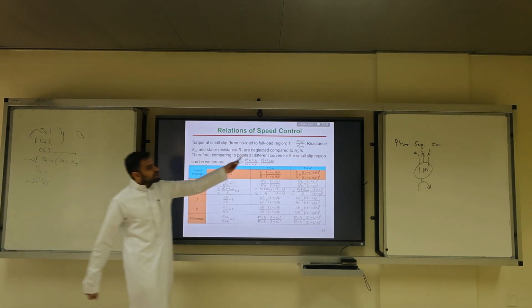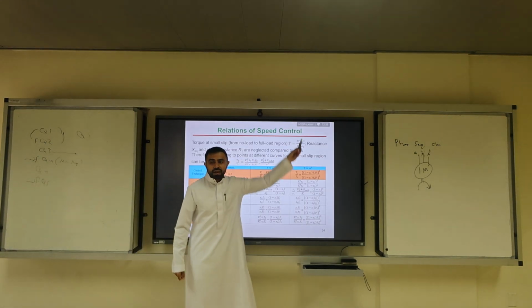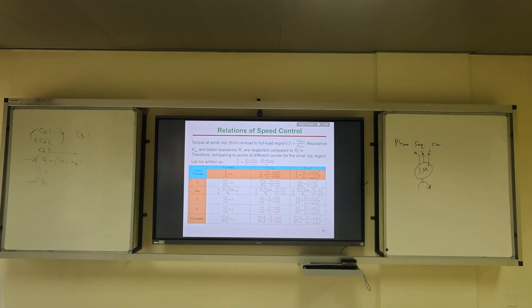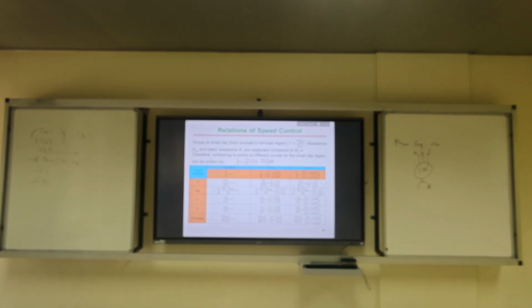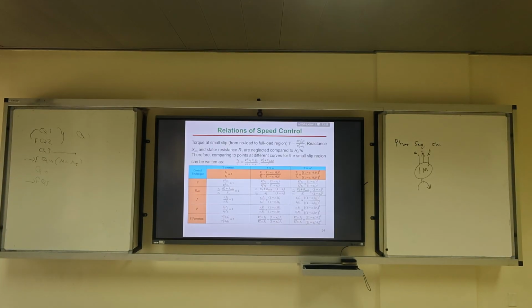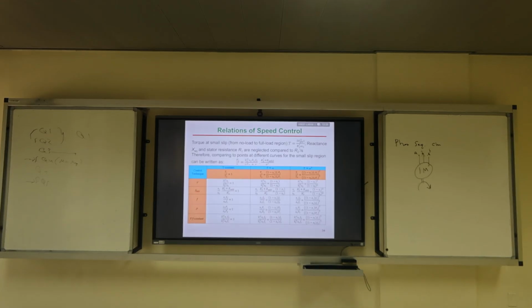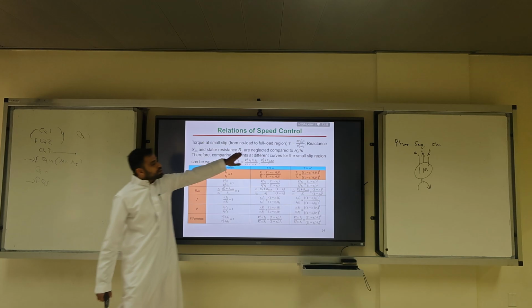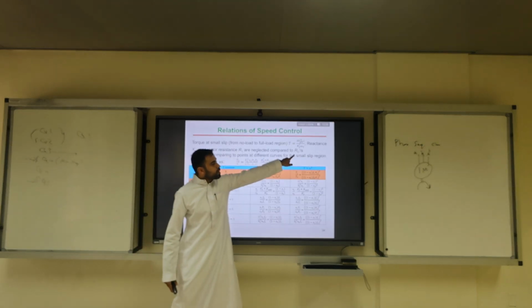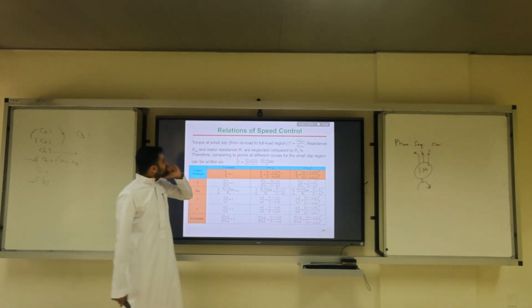So, do you remember this equation? This is the simplified torque equation. You agree with me? Yes. The simplified torque equation is only for small slips, from the no-load to full-load region. This equation is good only at small slips. Reactances, R1 and X equivalent, are neglected compared to R2 prime over S.